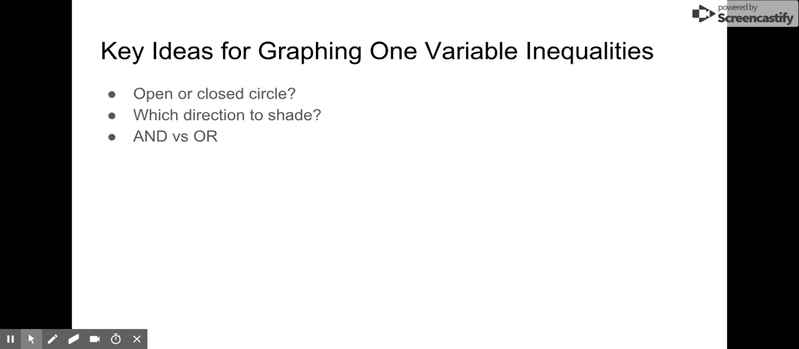Whereas if my parents say, you need to either clean your room or do your homework, I could clean my room or I could do my homework, and it would be fine, right? I wouldn't have to do both. But and means both requirements have to be met, or is one or the other. And so hopefully that analogy helps you when we look at these problems.